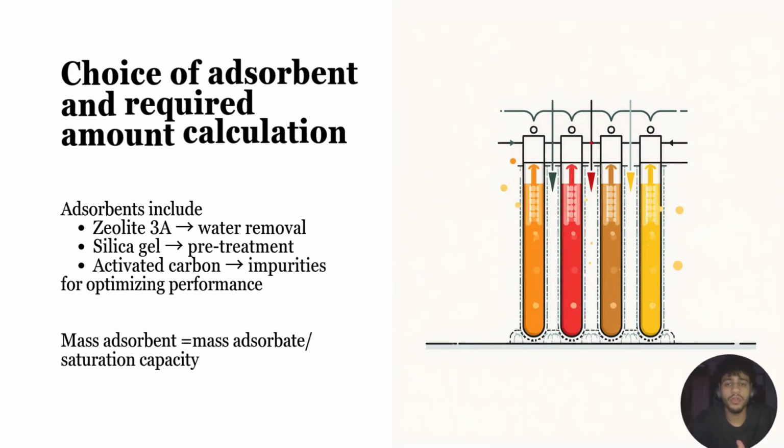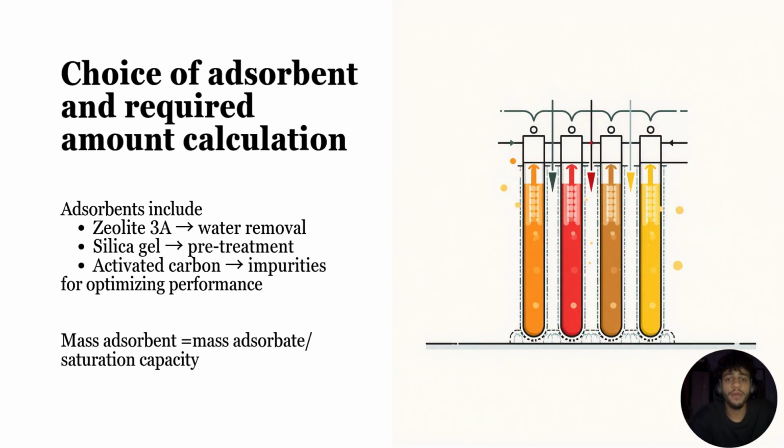The selection of the adsorbent is critical to achieving high purification efficiency. The main adsorbent used is xylitol 3A because of its strong selectivity toward water and its ability to exclude methanol due to pore size difference. Silica gel is used as a pre-treatment layer to remove bulk moisture and protect the main adsorbent. Activated carbon is included as an optional layer to remove trace organic impurities. This layered configuration improves efficiency and extends the lifetime of the adsorbent.